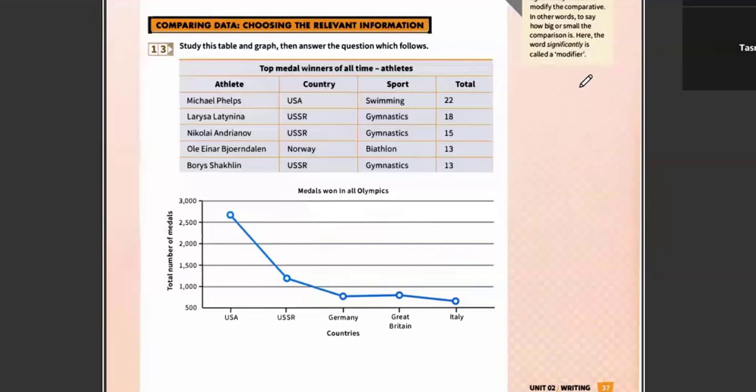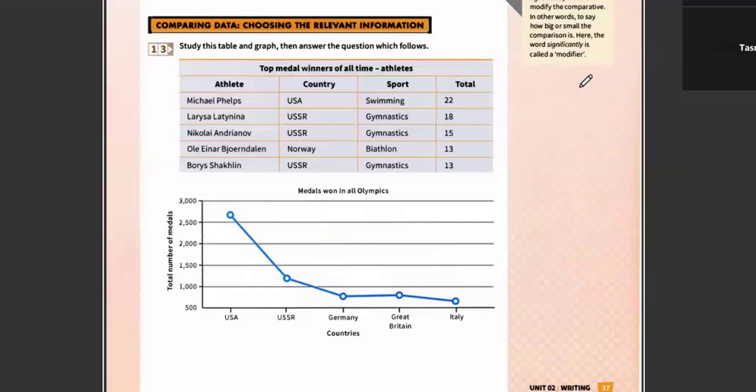Same goes for the line chart. Here we can see that this line chart shows us the medals won in all Olympics, the number of medals. The horizontal axis represents the countries, and on the vertical axis we have the total number of medals given. So we can see which country won how many medals in all. So what is the difference between the two diagrams? What does the table show and what does the line graph not show?